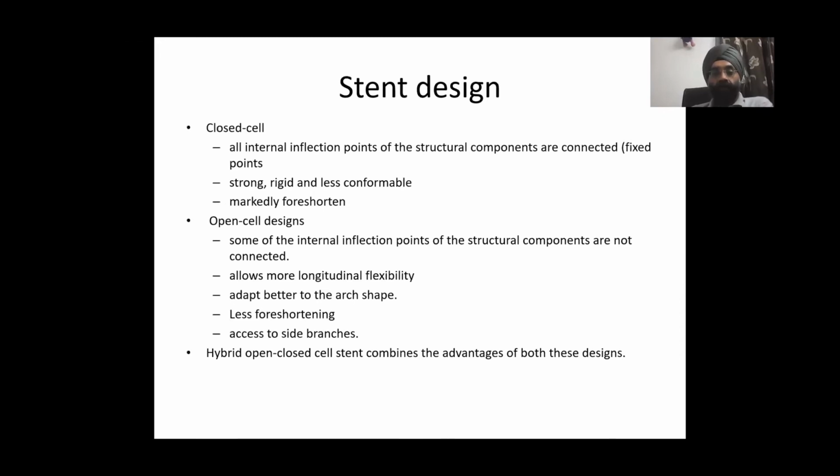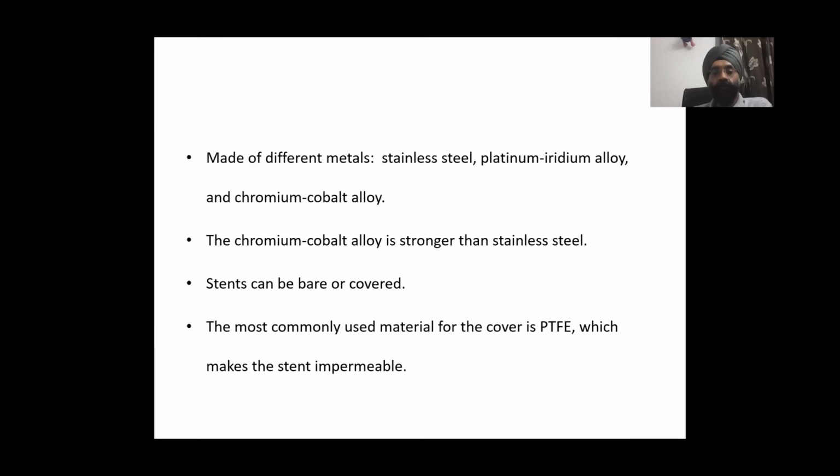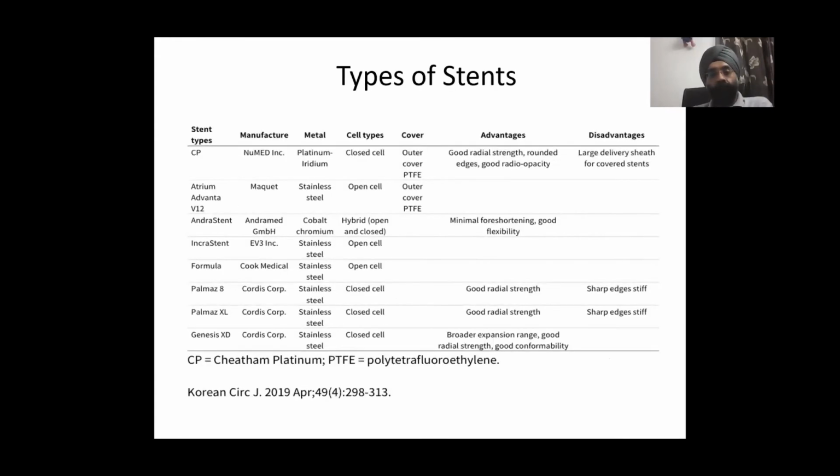Stents are available in closed cell designs, open cell designs, and hybrid designs. Closed cell stents are strong, rigid, and less conformable, but they markedly foreshorten. Whereas open cell stents have more flexibility, adapt better to the aortic shape, and foreshorten less. Whereas hybrid stents combine the advantages of both these designs. Stents may be made from stainless steel, platinum iridium alloy, or chromium cobalt alloy. They may be bare or covered. PTFE covering is used in a covered stent. These are the various types of stents available.